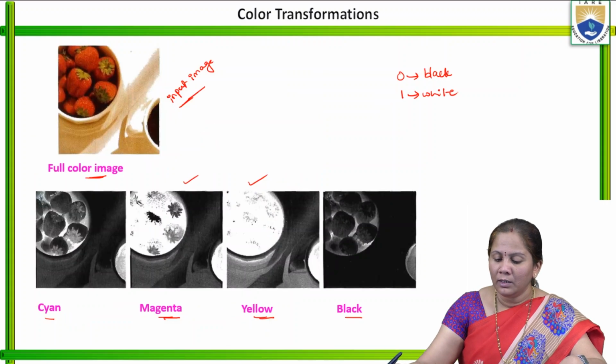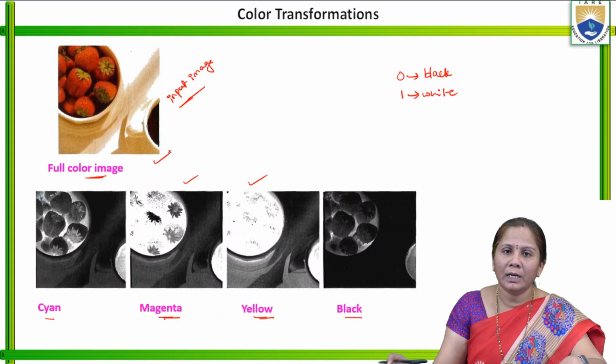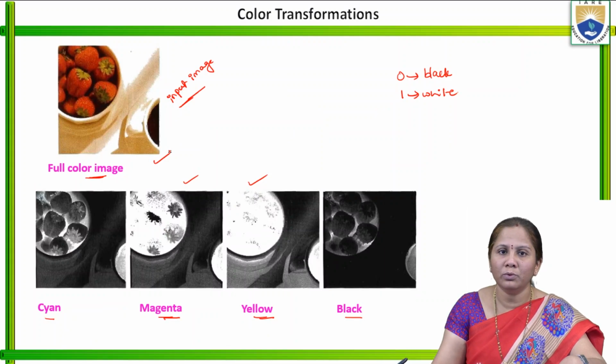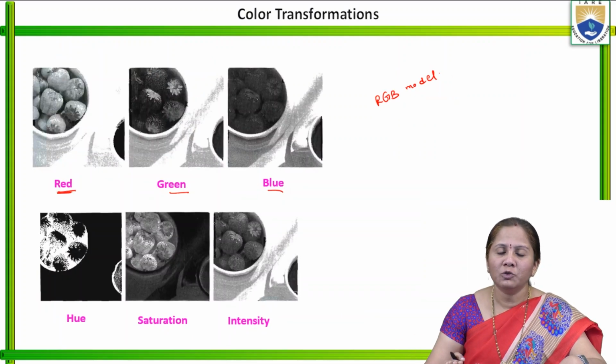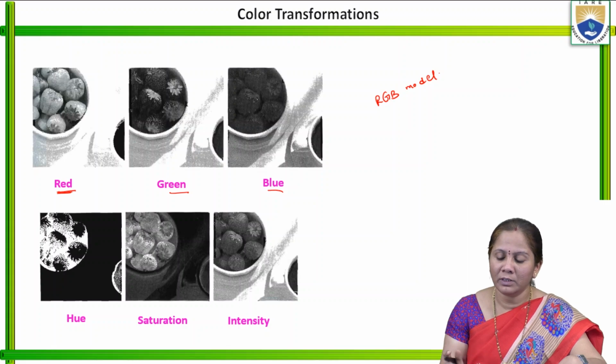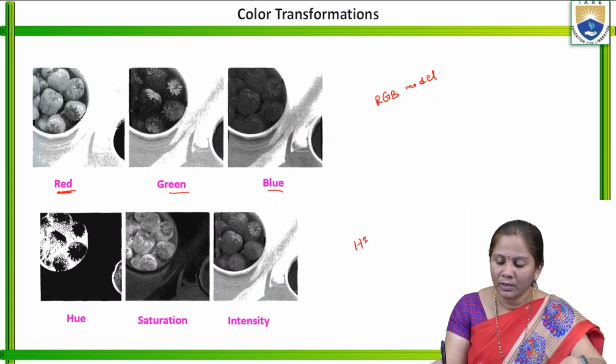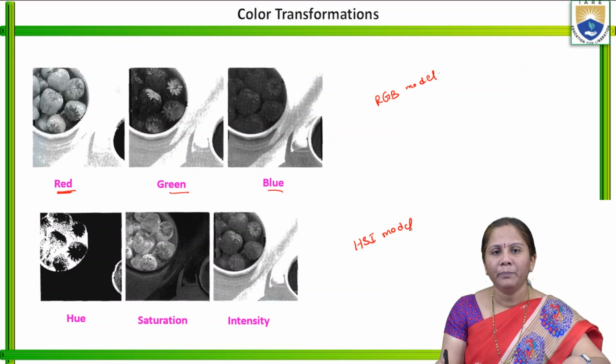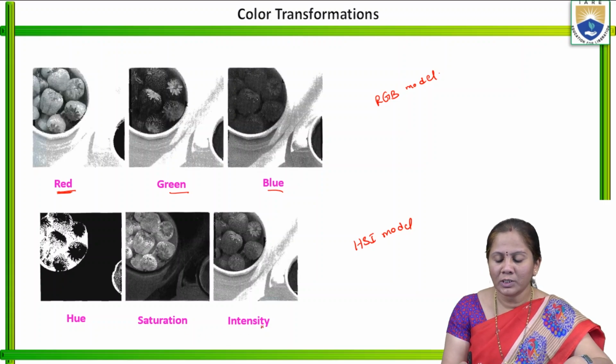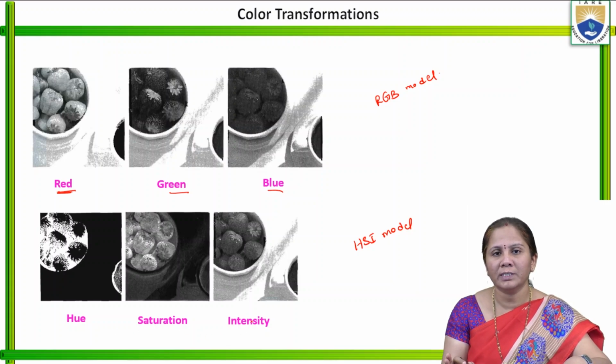Next, considering this same full color image, if you are going to use another transformation and if you are going to convert that into another model, for example HSI model, so what we can observe here, we can see the three images when the transformation is applied.